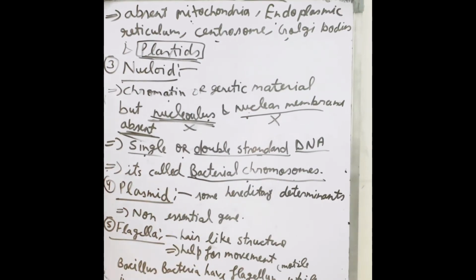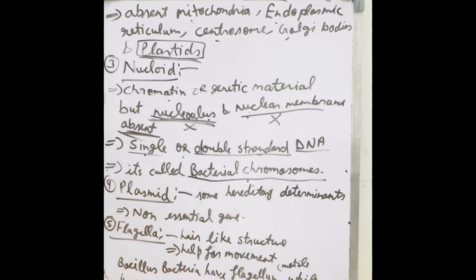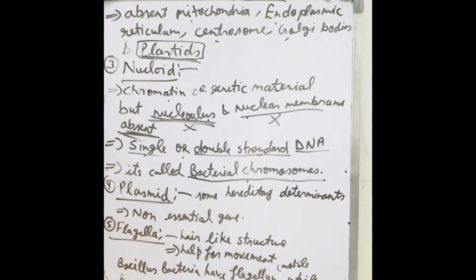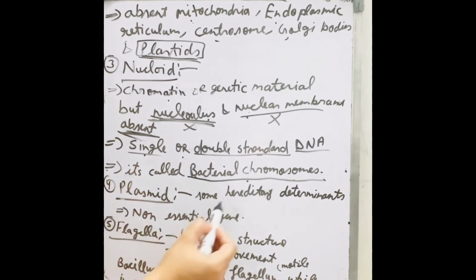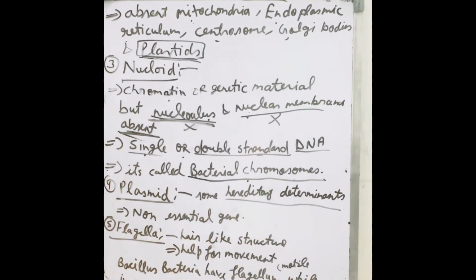And the next point is plasmid. Plasmids are basically some hereditary determinants which are non-essential genes. It means they are present in the bacterial cell, but there is no use of plasmid. These are only hereditary determinants.